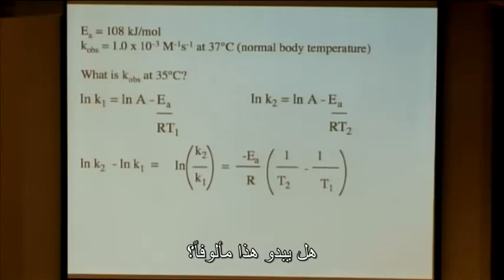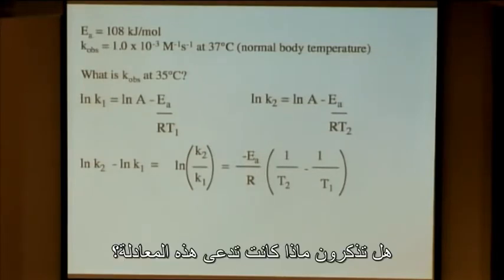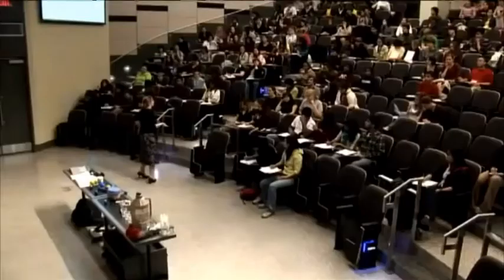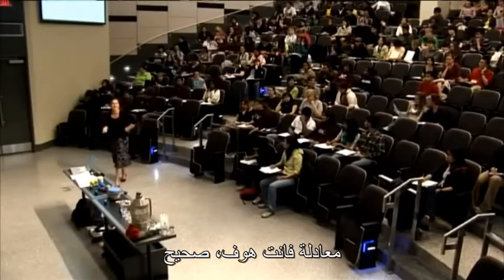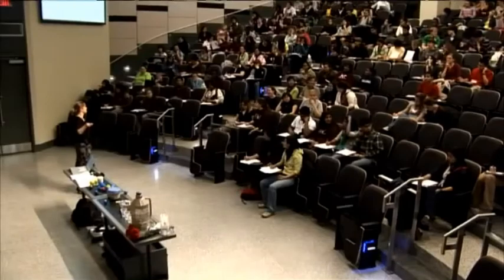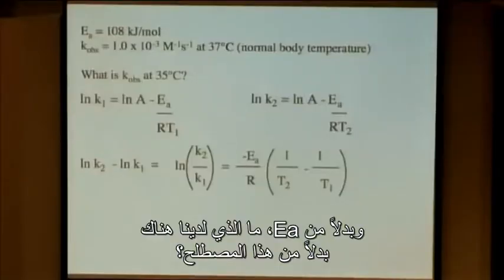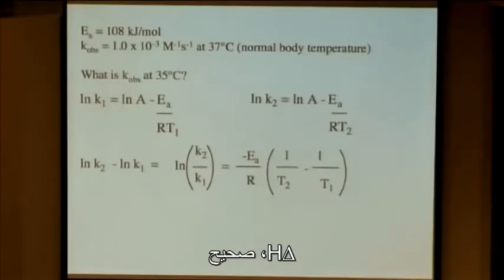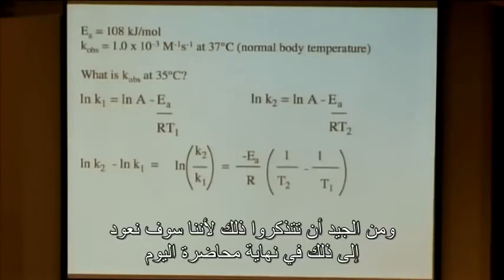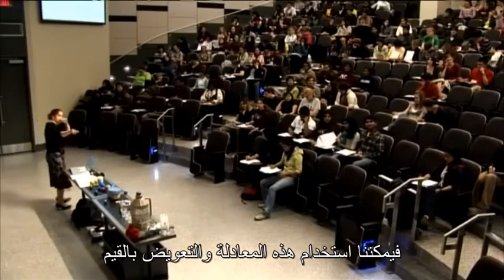Does this look at all familiar? Does this look like some other equation you saw once upon a time? Do you remember what that equation was called? Van't Hoff equation, right. And there we were comparing what instead of rate constants? Equilibrium constants, and instead of Ea, what term did we have here? Delta H, right. And it's good you remember that because we're going to come back to that at the end of today's class.